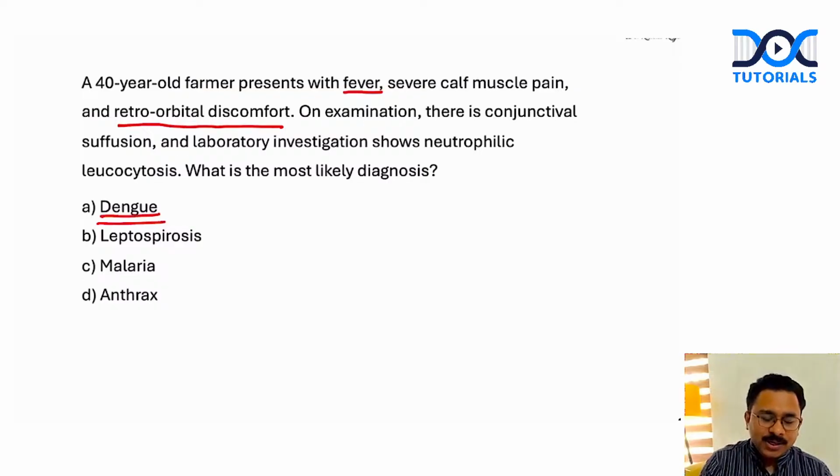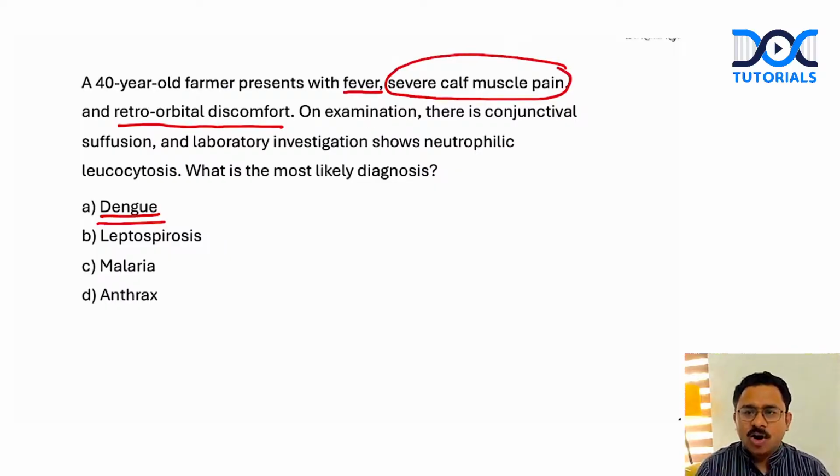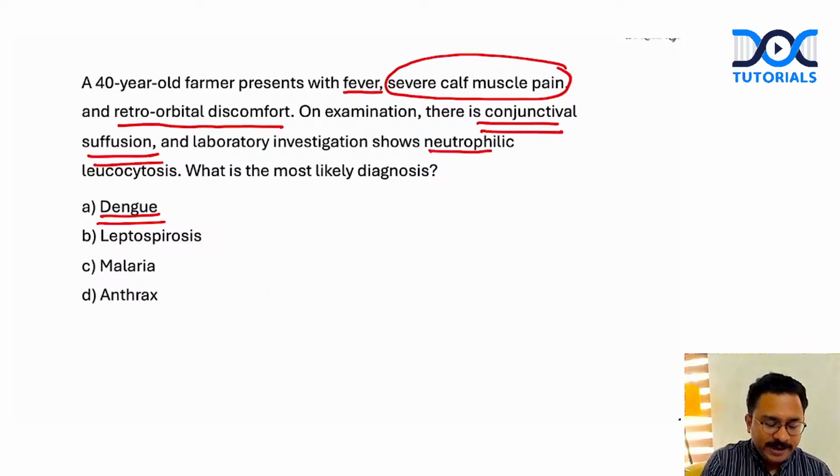But is it actually dengue? Please look. Severe calf muscle pain. Is it a common feature of dengue? No. Conjunctival suffusion. Is it a common feature of dengue? No. And the point is neutrophilic leukocytosis. In dengue, we know that there is leukopenia. Now, these points are against dengue and these points are favoring leptospirosis.